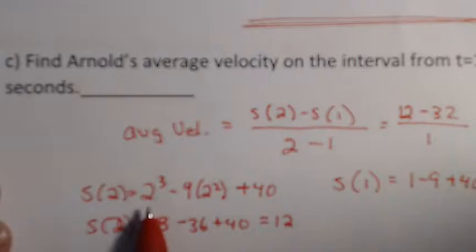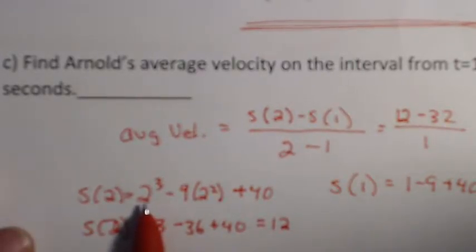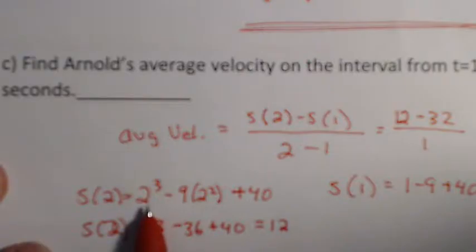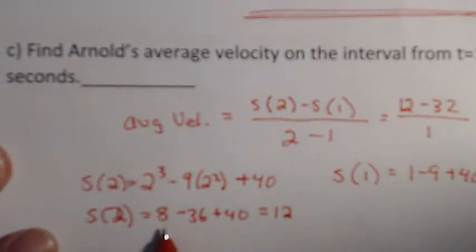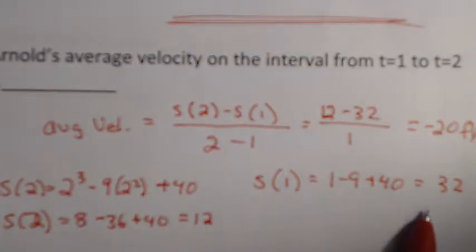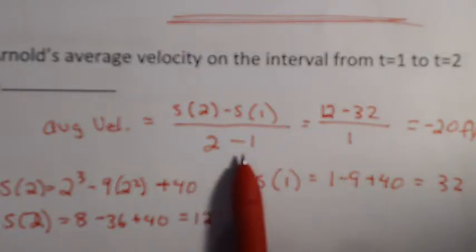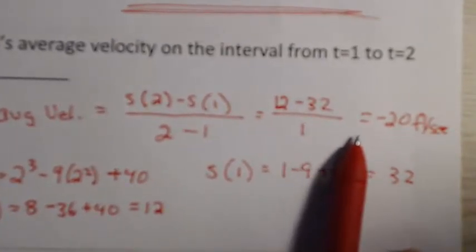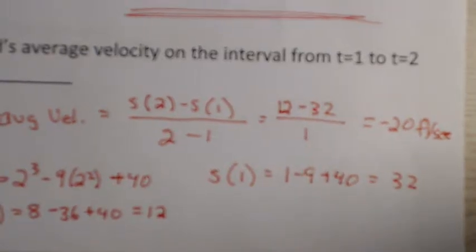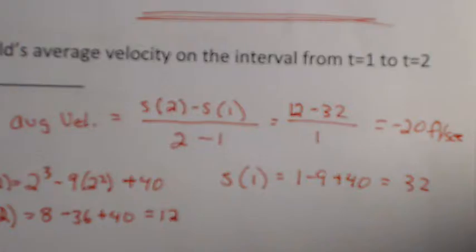So his position after 2 seconds, we're going back to our position function. 2 cubed is 8, minus 9 times 2 squared, meaning 9 times 4 is 36, and then plus 40. That gives us 12. His position after 1 second, we had figured out earlier, that was the 32. So we're going to do position after 2 seconds minus position after 1 second over the time interval 2 minus 1, and we get negative 20 feet per second as our average velocity. Notice that average velocity doesn't use the velocity function itself. That is instantaneous velocity.